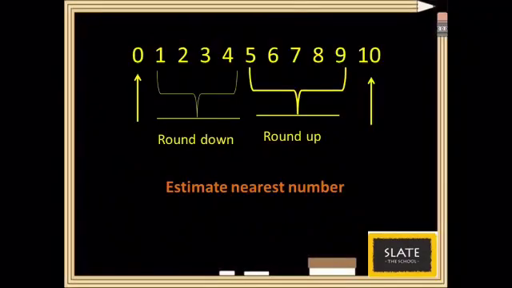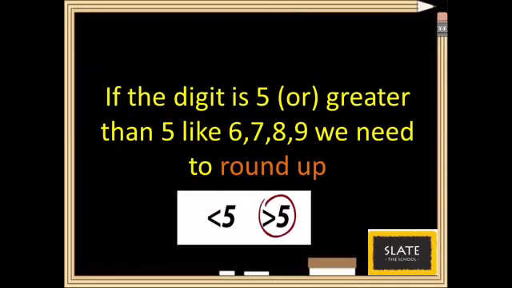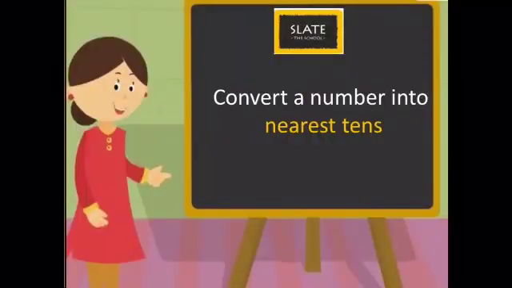When we have to estimate the nearest number, if the digit we compare is 4, 3, 2, 1, then we need to round down. If the digit we compare is 5 or greater than 5, like 6, 7, 8, 9, then we need to round up. The approximate or near about the actual value is denoted by the approximate symbol. This will be clearer when we further look into examples.